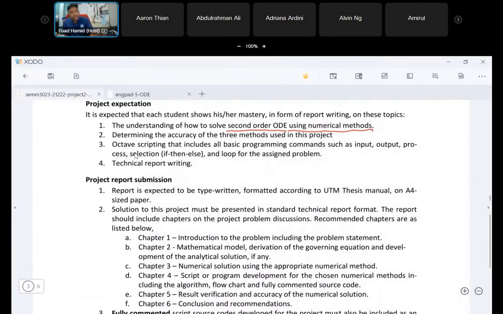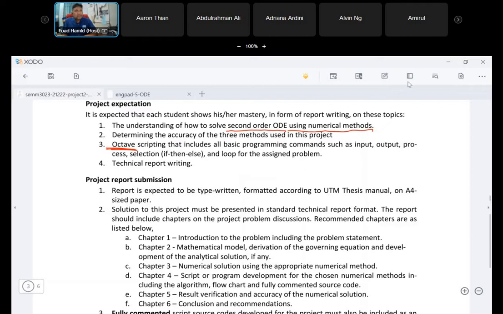Okay, so these are the standard Octave scripting. Again, let me stress Octave, Octave, and Octave, not MATLAB. Please, not MATLAB. Octave scripting that includes all basic programming commands such as input, output, process, selection. There are some students who use copy paste. If you have to repeat 10 times, you copy paste 10 times. This is wrong. This is not an efficient way of programming. I think you learned this in your 1013. Use a for loop, or while loop, or whatever loop. It's up to you.